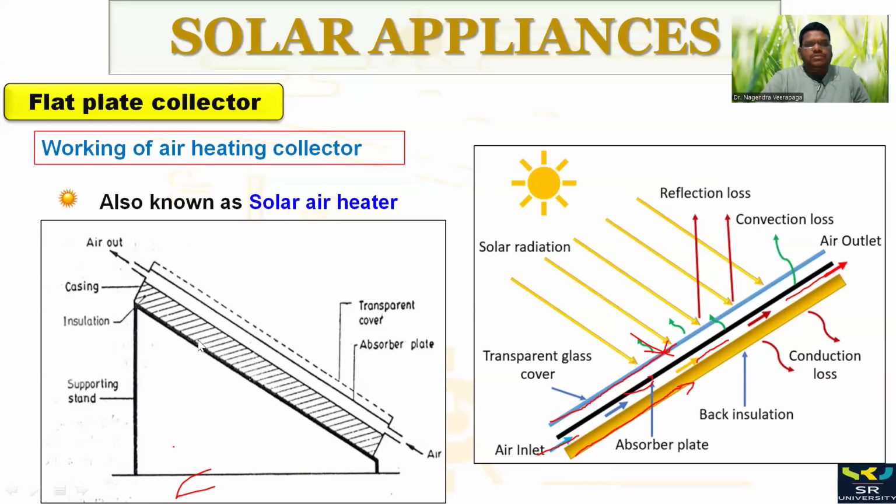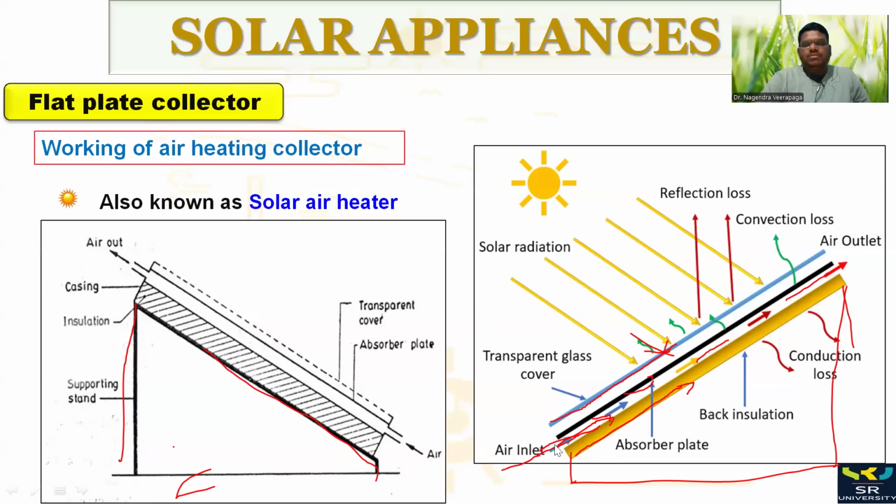Here you can see the supporting stand at the bottom, to hold this air heater. Again, transparent glass cover is there, absorber plate is there, and there is a gap. We are not using any pipes here, we are just creating a gap between the insulation material and the thick black body, in order to flow the air.